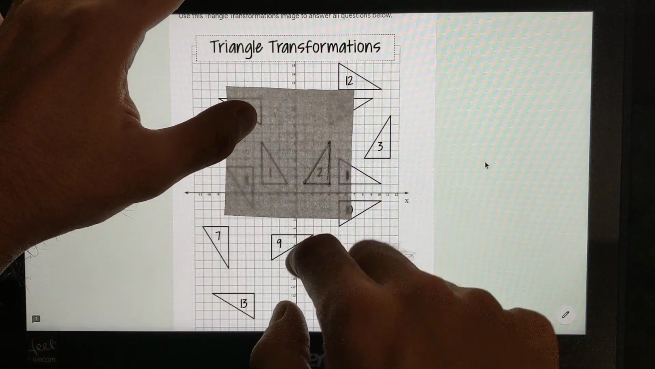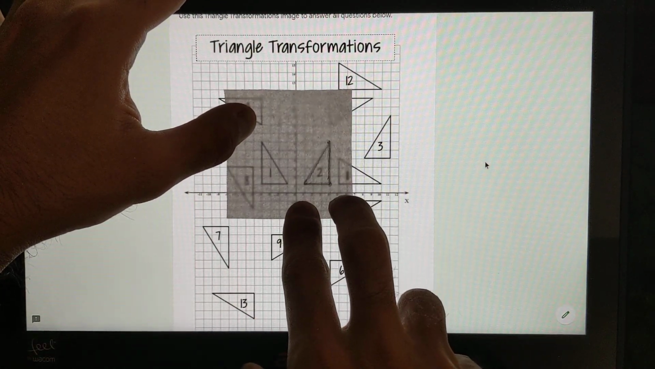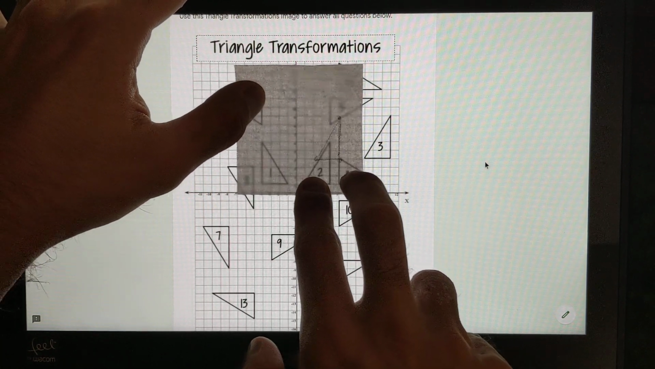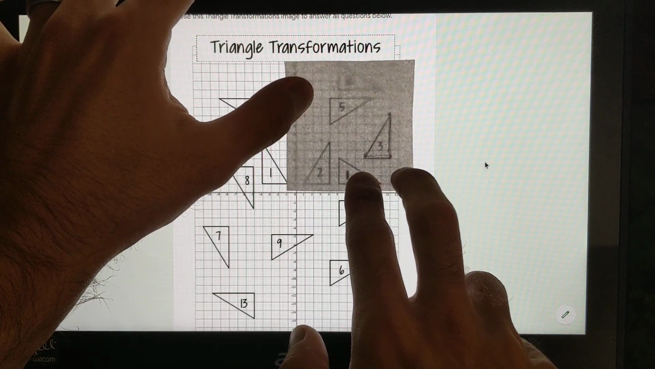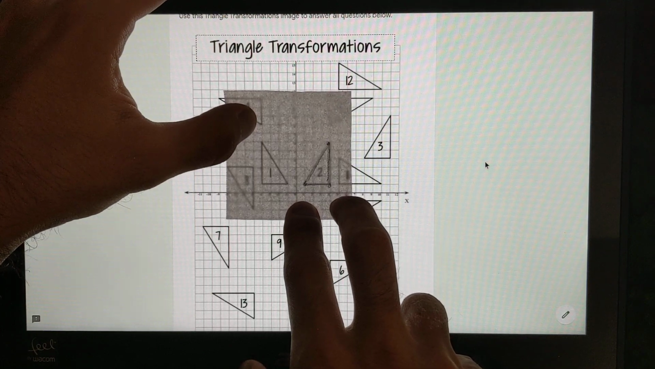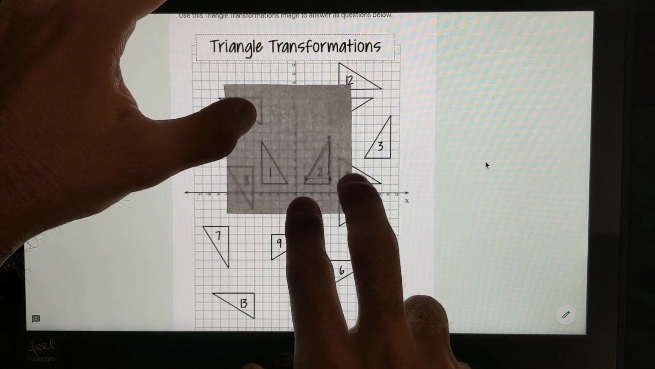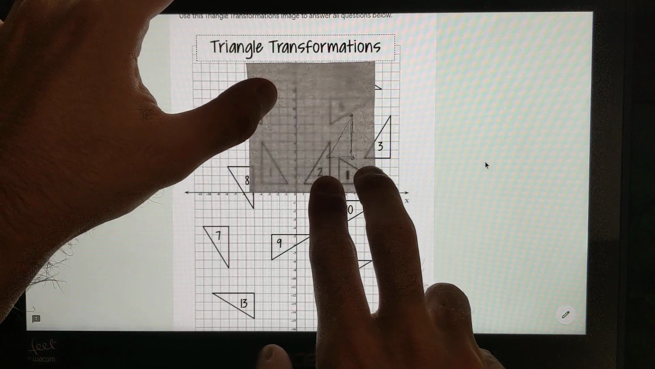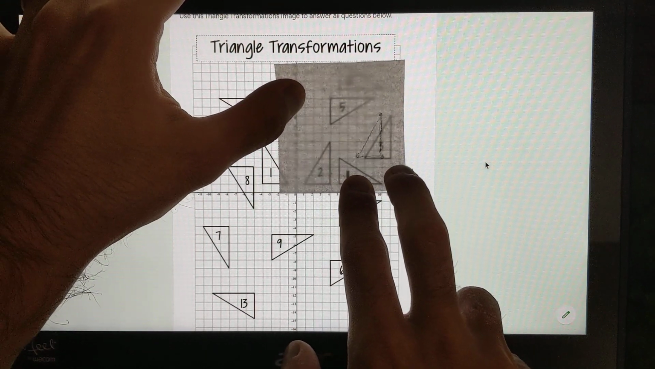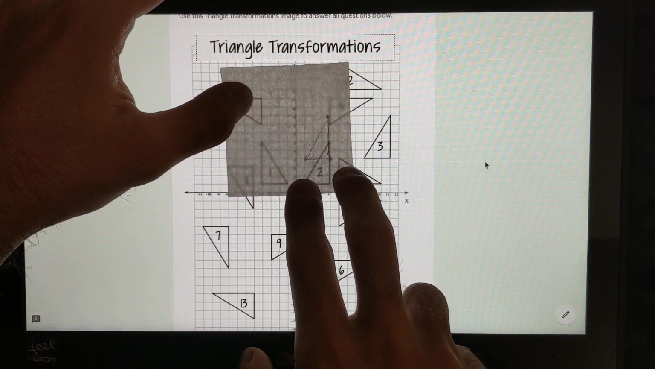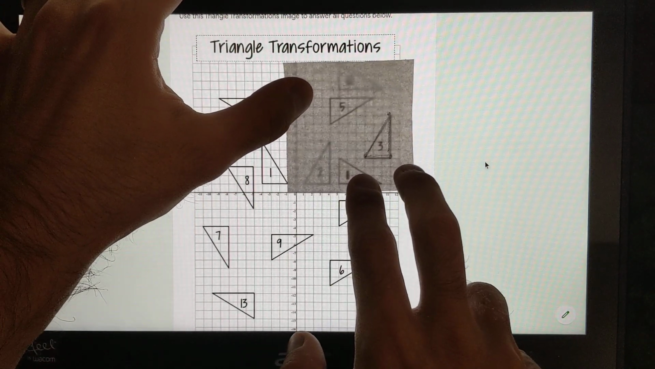Let's try 2 to 3. To get from 2 to 3, let me try another translation. I can slide up and to the right, and it is lined on top of it. So I know that 2 to 3 is a translation, and I'm going to count the squares carefully. It goes up 1, 2, 3, and to the right 1, 2, 3, 4, 5, 6, 7. So from 2 to 3, it translates up 3 units and to the right 7 units.